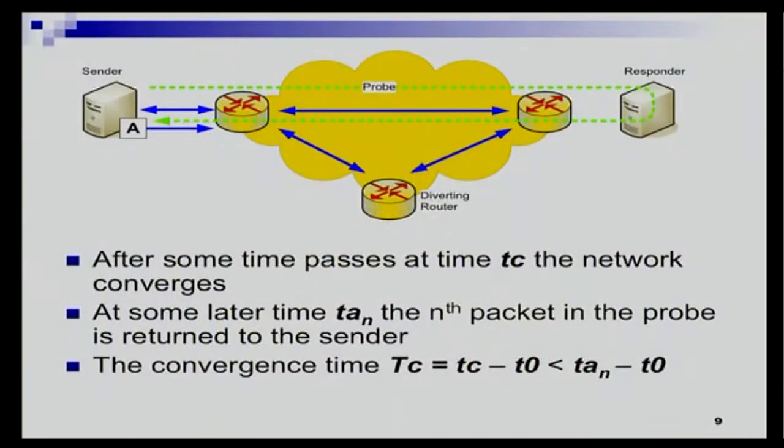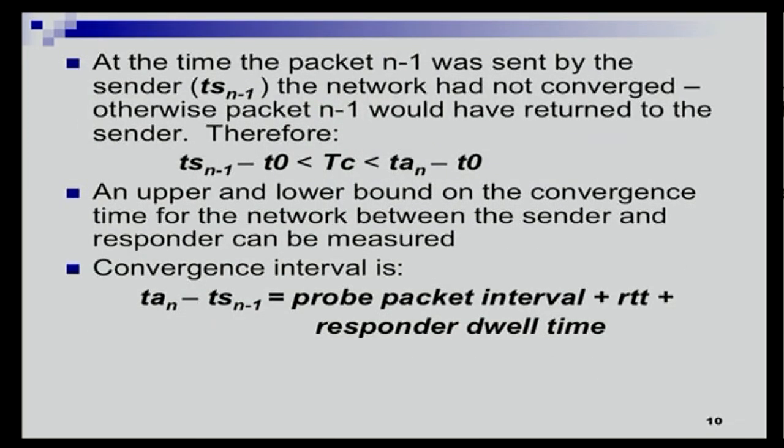So what we've established here is an upper bound on the convergence. It's something less than that, but it's not going to be greater than that. So now we have an upper bound on the measurement, and we can also establish a lower bound on that.